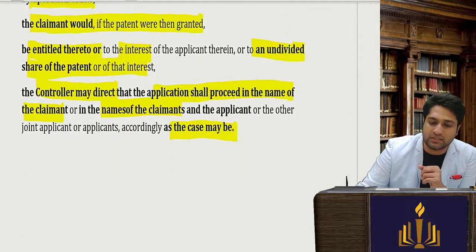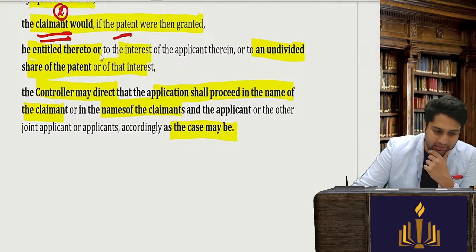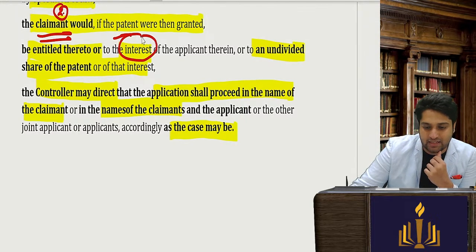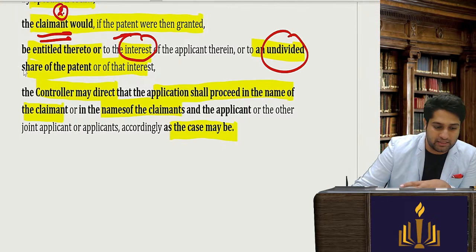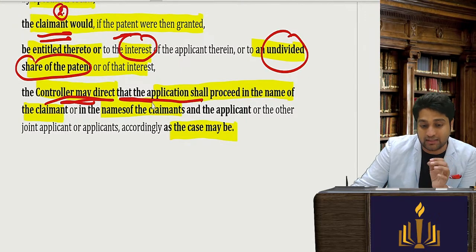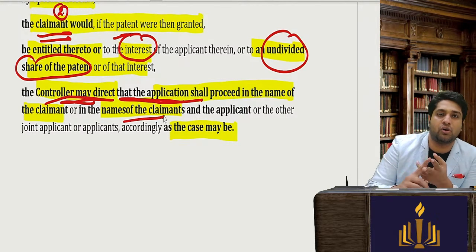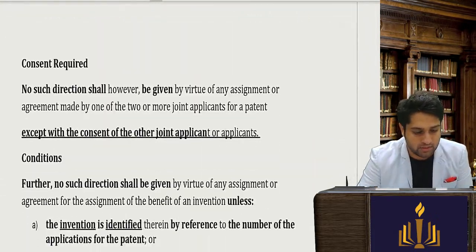What is he saying? The person is saying that he is the claimant, entitled to the patent granted or an interest therein, or a complete interest share in the patent or part. Then the controller may direct that the name in the application be corrected, whether it is joint or sole.